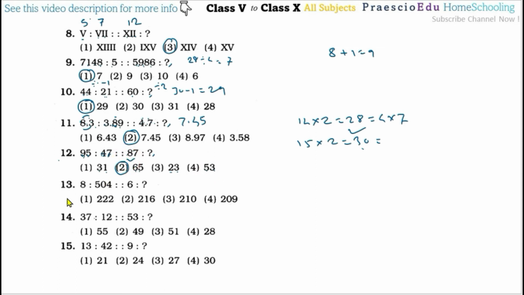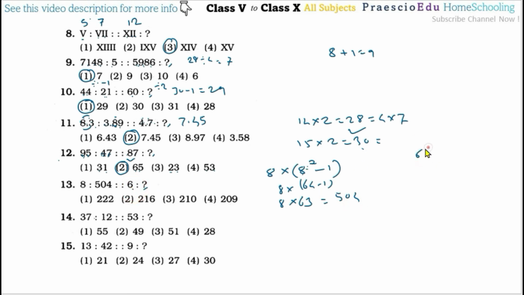Now question number 13: 8, 504, 6, and then question mark. So for this one, 8 multiplied by the digit itself, the square of this digit, or 8 multiplied by itself, then minus 1. So 8 squared is 64, minus 1 is now 63. So 8 multiplied by 63, we are getting 504. So like this one, there is a 6.